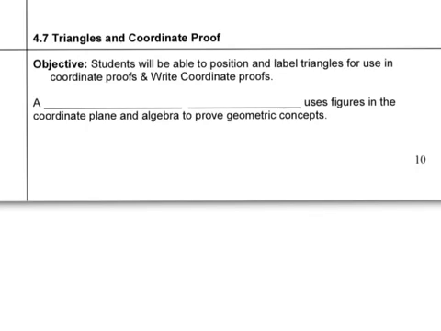Okay, 4.7, triangles and coordinate proofs. Students will be able to position and label triangles for use in coordinate proofs and write coordinate proofs. So a coordinate proof uses figures in the coordinate plane and algebra to prove geometric concepts.